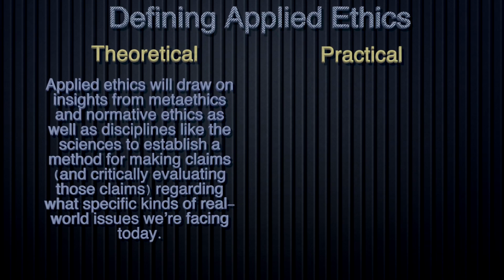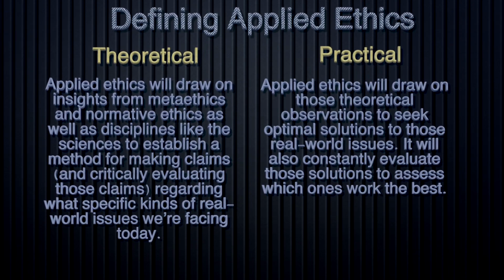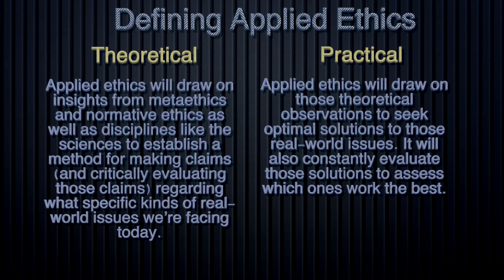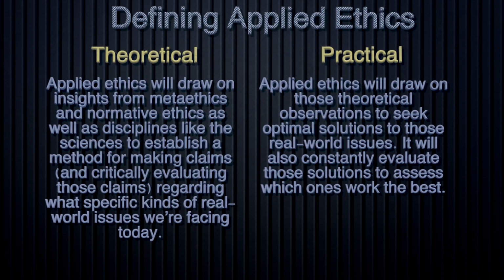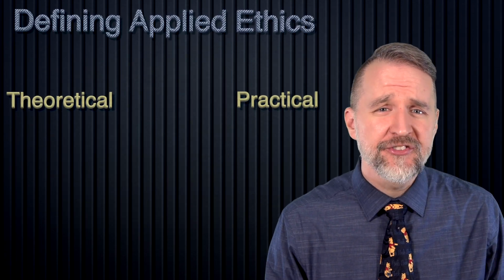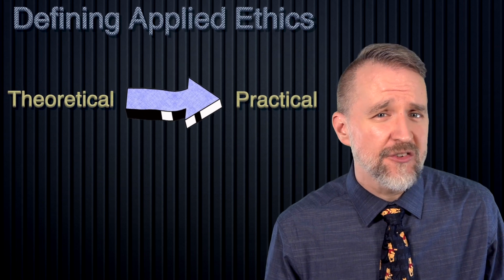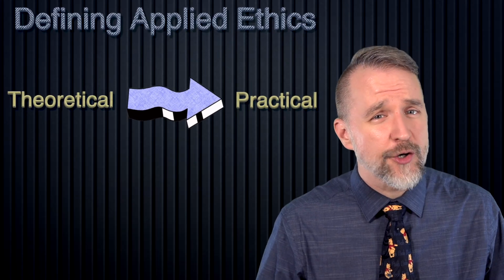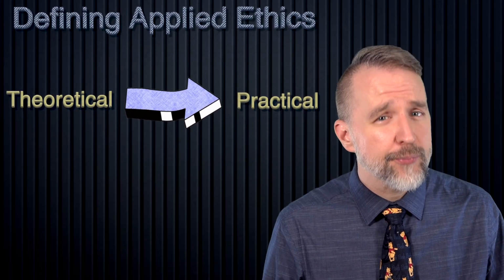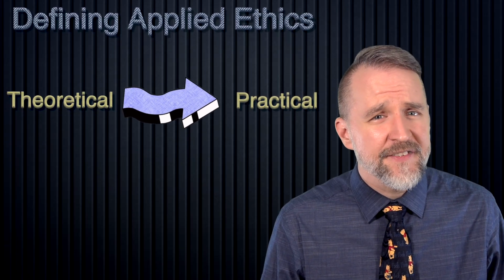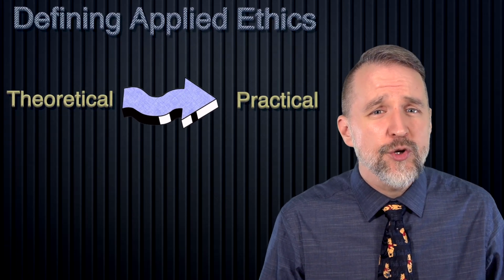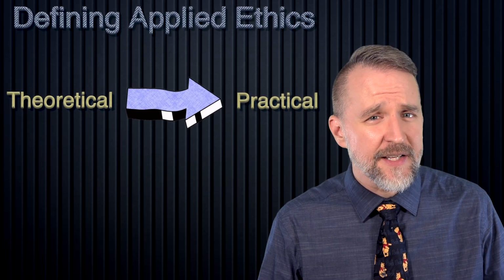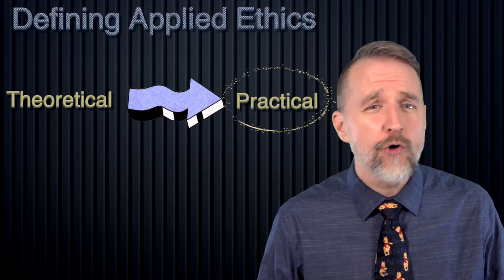At the practical level, applied ethics will draw on those theoretical observations to seek optimal solutions to those real-world issues. It will also constantly evaluate those solutions to assess which ones work the best. And I might add that, for applied ethics, the theoretical aspect is always pointed toward the practical aspect. In other words, in applied ethics, theory is never done for its own sake. It's always directed toward practice. Theoretical discussions and debates are always ultimately about trying to address real-world problems in a practical way. So even with this nuanced definition that I'm suggesting, the practical level takes priority over the theoretical level.